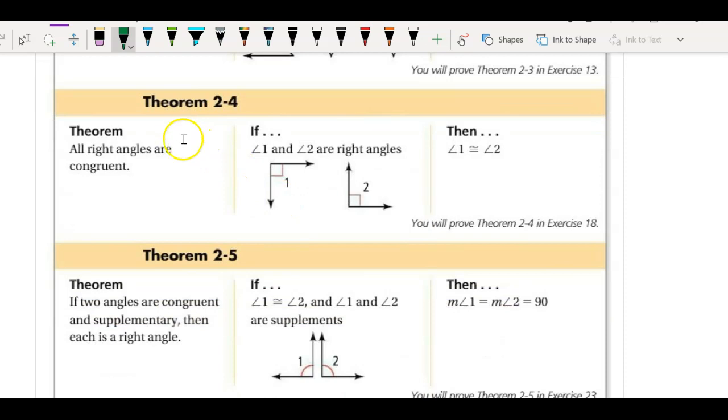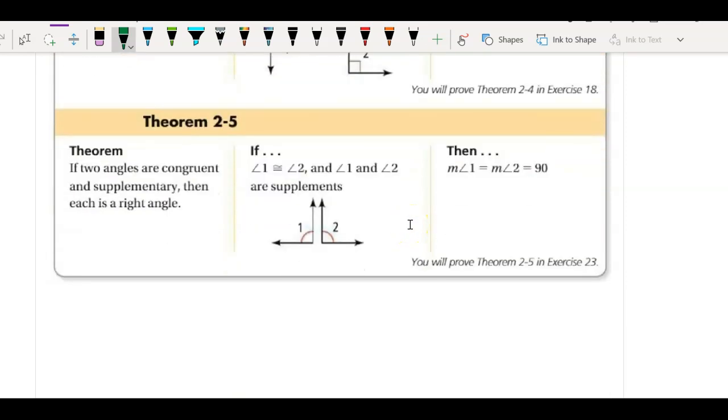Let's take a look at theorem 2.4. All right angles are congruent. So if you're a right angle, you're congruent to any other right angle. Theorem 2.5: if two angles are congruent and supplementary, then each is a right angle. So if angle 1 is congruent to angle 2, and angle 1 and angle 2 are supplements, then I know that the measure of angle 1 and the measure of angle 2 is 90 degrees.